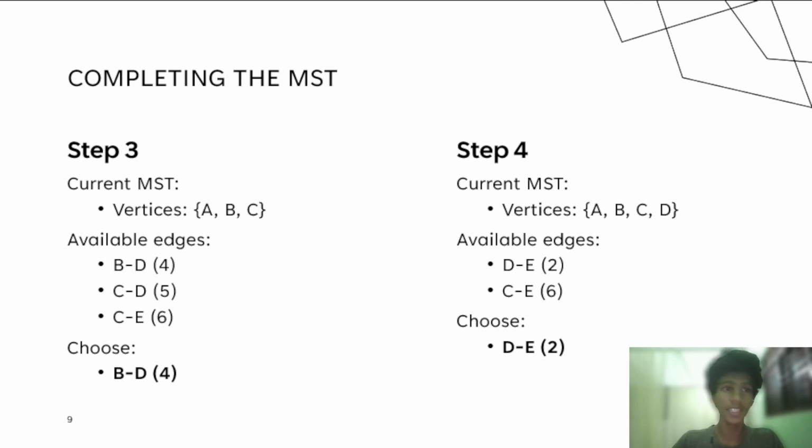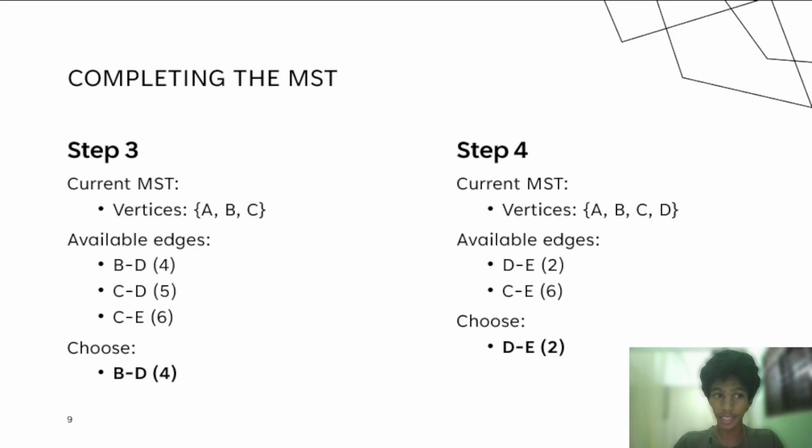And now we continue building the tree. The remaining vertices to be connected are D and E. The available edges are B to D with a weight of 4, C to D with a weight of 5, and C to E with a weight of 6. The smallest edge is B to D with a weight of 4. So we select it and add vertex D.